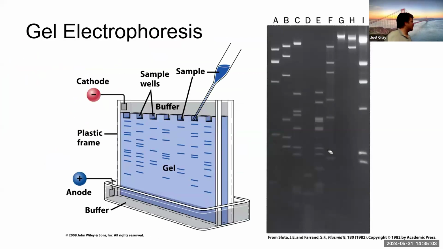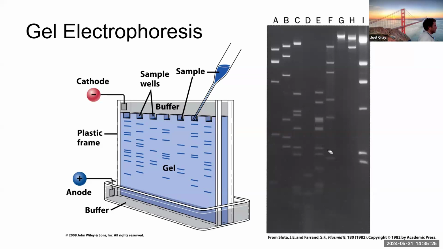Okay, a technique that maybe you've seen before is gel electrophoresis. Gel electrophoresis is a technique used for separating pieces of DNA. It's also used for separating pieces of protein. Here, one thing that's maybe a little bit different than what you've seen before is this gel is a vertical gel as opposed to a horizontal gel.